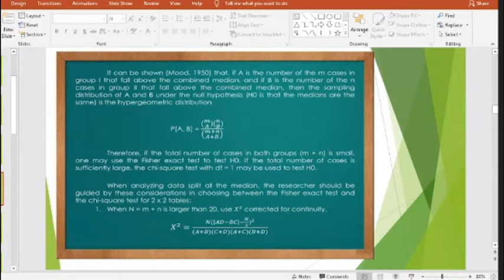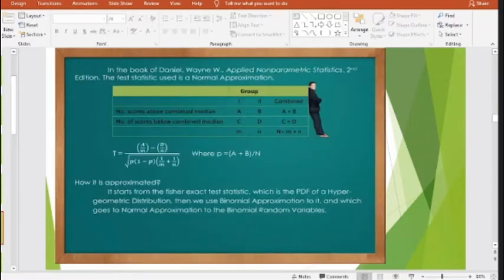In the book of Daniel, Wayne W., Applied Non-Parametric Statistics, second edition, the test statistic used is a normal approximation. This is the example that I have shown earlier. So T is equal to A over M minus B over N, all over the square root of P times (1 minus P) times (1 over M plus 1 over N), where P is equal to (A plus B) all over N. So how is it approximated?